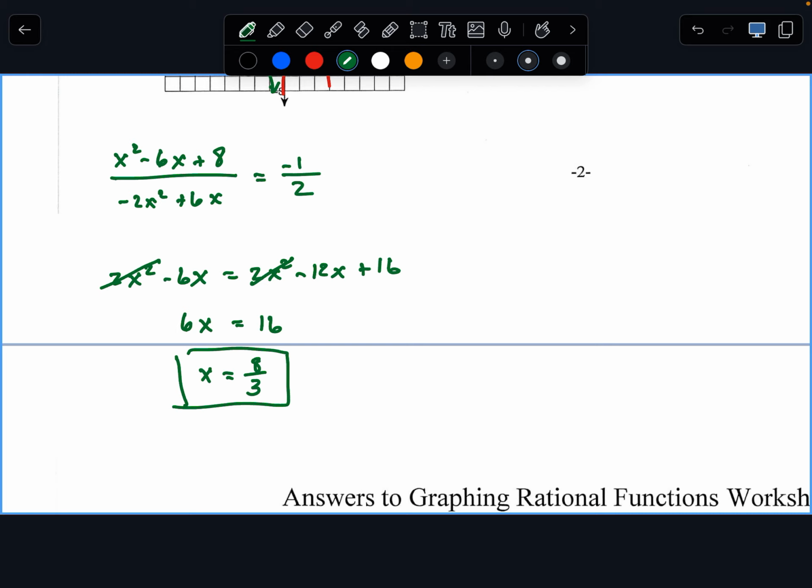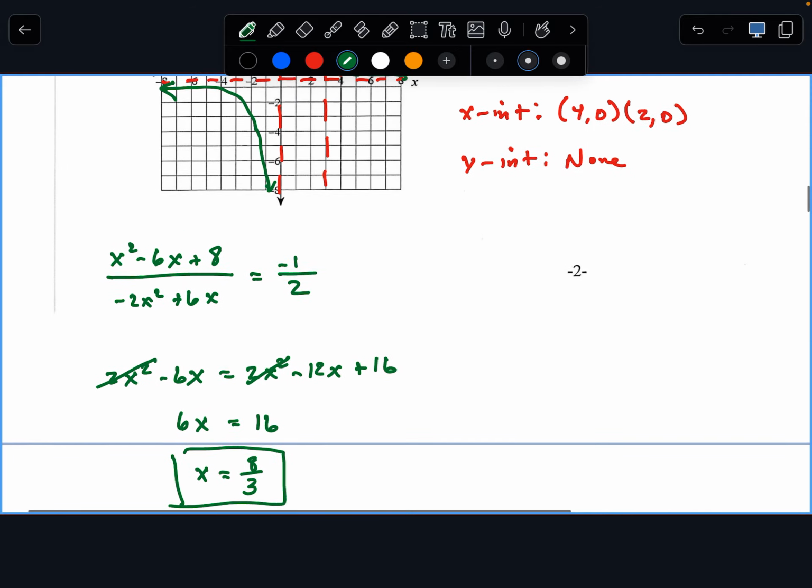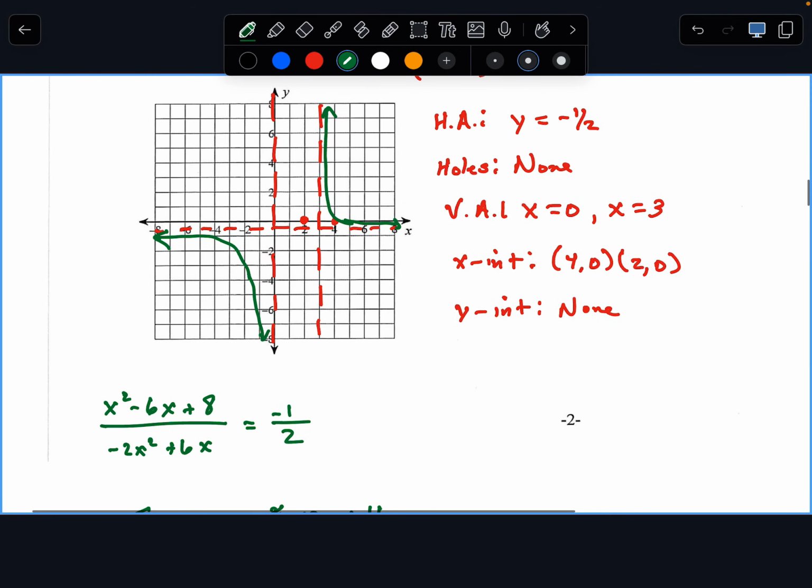If you get an answer for x equals whatever, that is the point where the graph is crossing the horizontal asymptote. So if I now go back to the actual graph, 8/3 is 2 2/3. Well, if I just go on the horizontal asymptote to approximately 2 2/3, that means there is a point about right there. That's how you find a cross point.